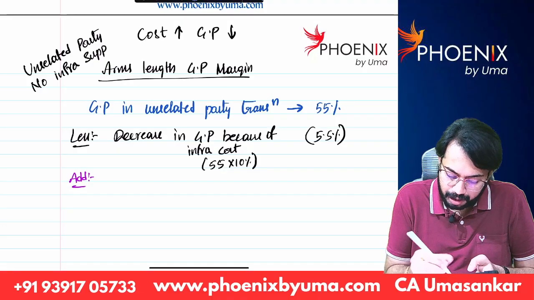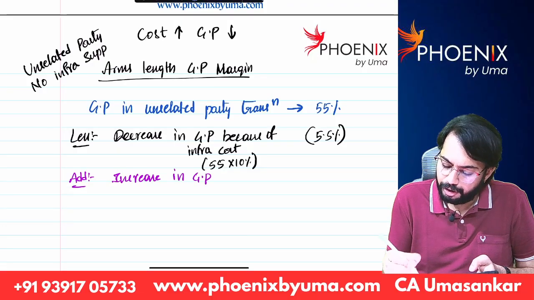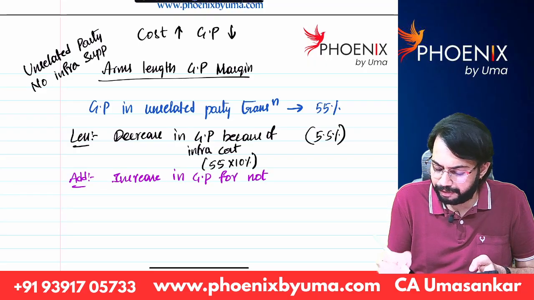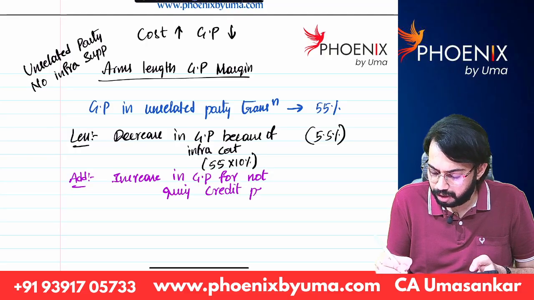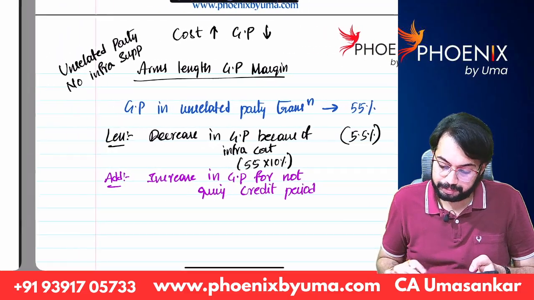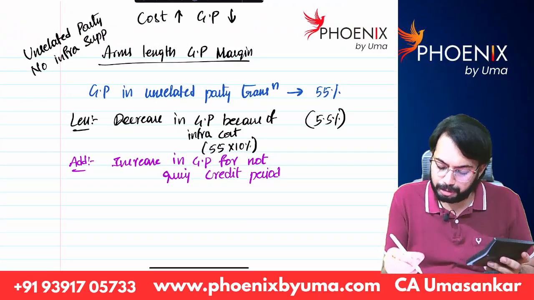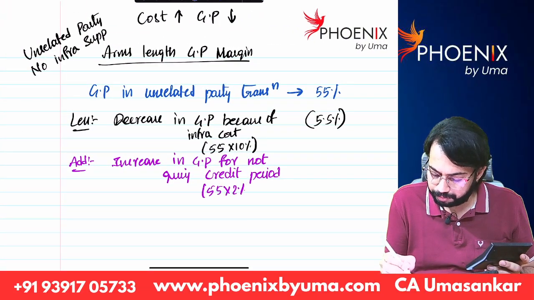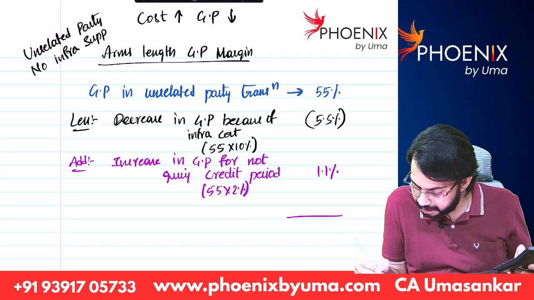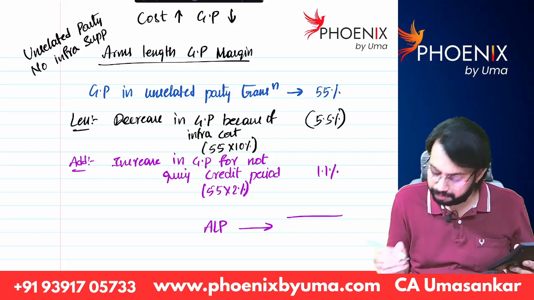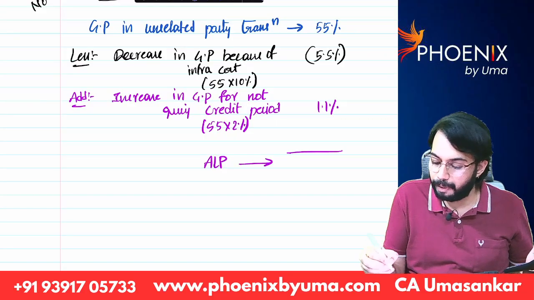Add increase in GP for not giving credit period. How much is given here? 2%. 55 into 2%. How much? Calculate. 1.1%. So how much is arm's length price? 50.6%.